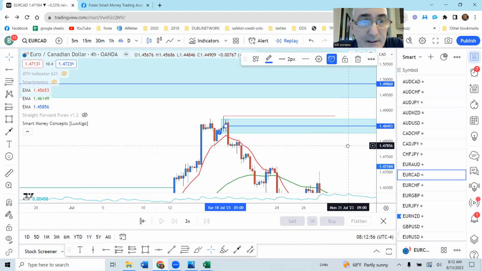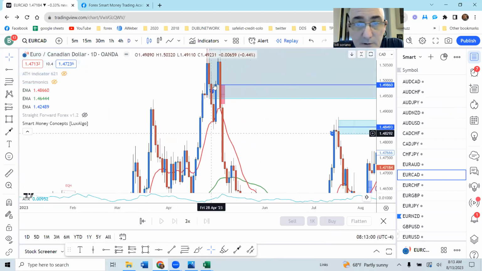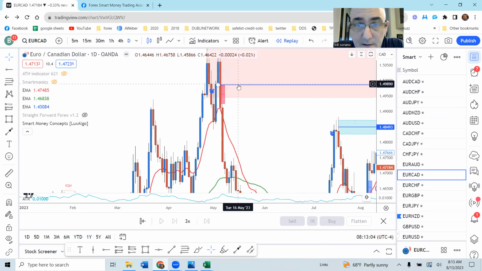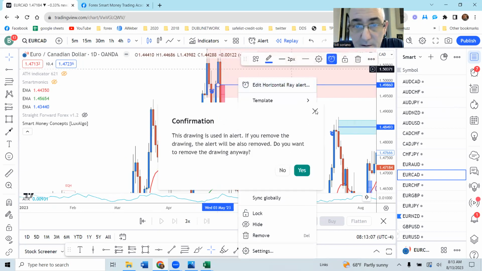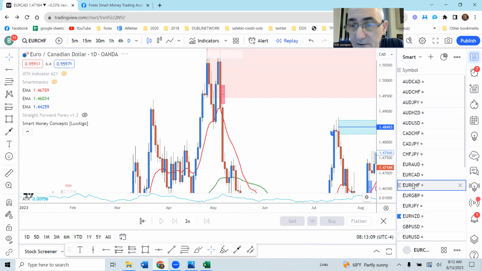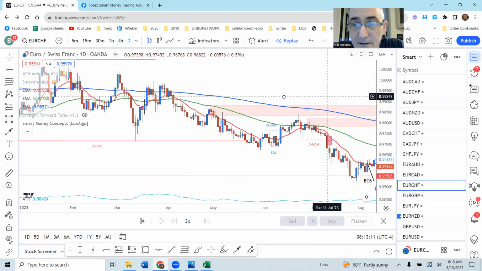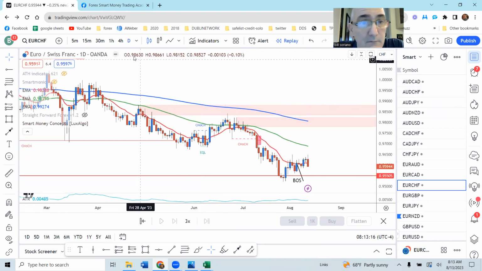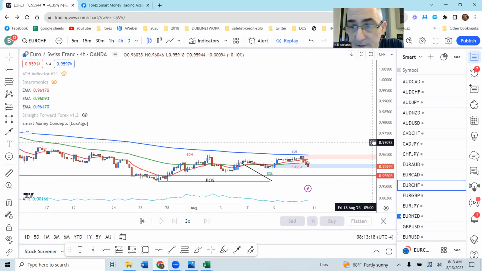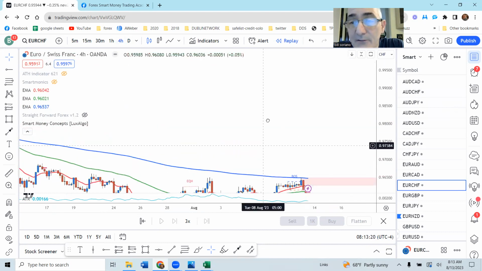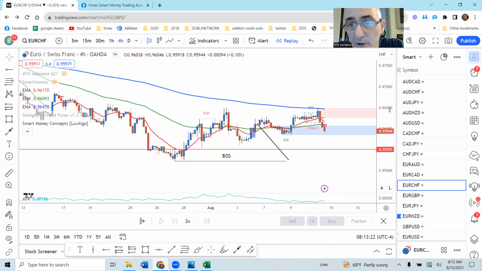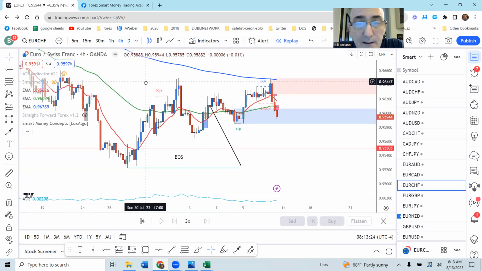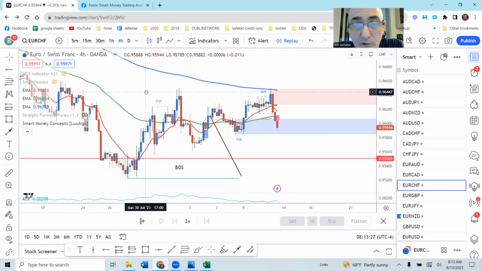This area up here would be a daily order block. We don't want to trade from there, so let's get rid of that. Yeah, EURCHF on the daily. Looking on the daily, we see the bearish order flow, right? If we use the daily to identify the trend, we want to trade with the long-term trend, and we use the 4-hour to mark up the order block.